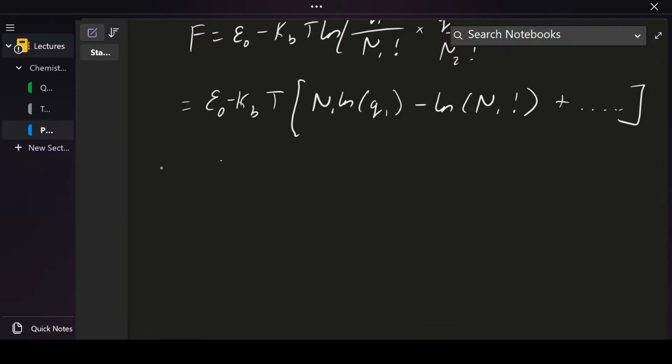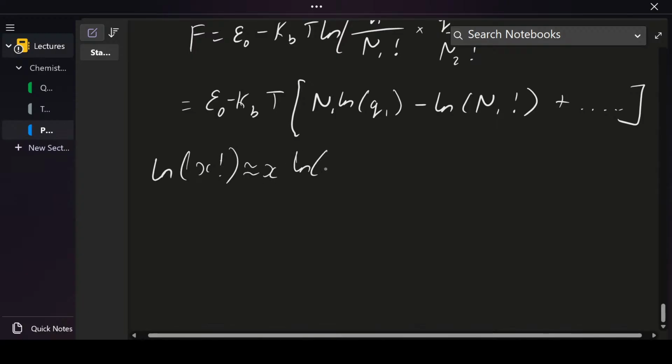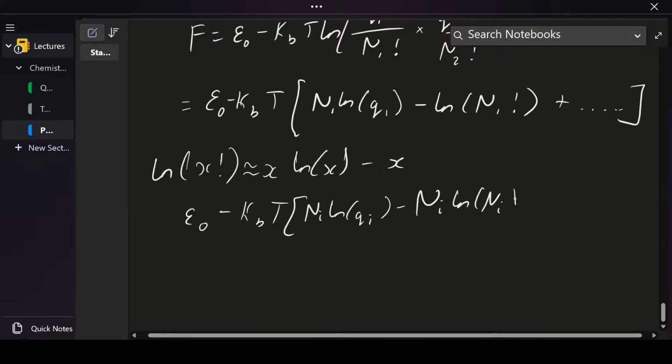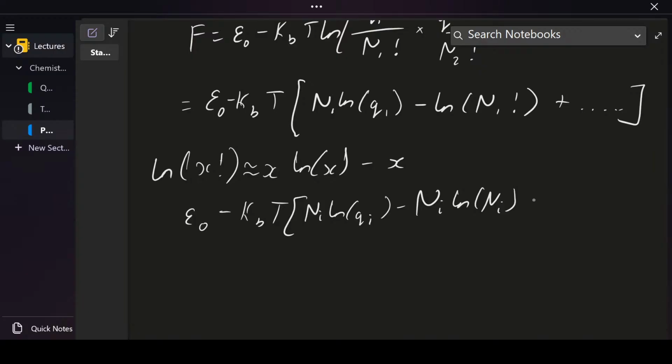And so we're going to use Stirling's approximation again, which as a reminder, ln x factorial is approximately x ln x minus x. And so you're going to get epsilon naught minus kBT n1 ln q1. I guess we can replace these with i, because we're talking about a given type of particle. And so this ln n_i factorial is going to become n_i ln n_i plus now n_i.